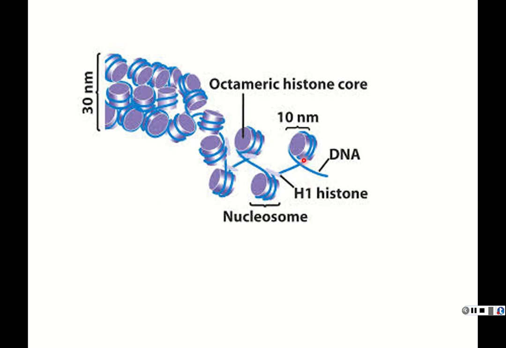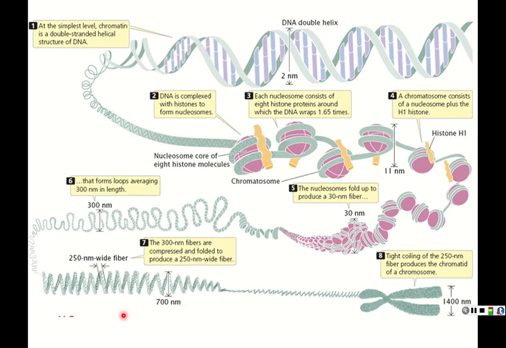And here's an example of this. If we have our nucleosome structures here, those are just being twisted on themselves and making a secondary helical structure to make the 30 nanometer fiber. I like this figure too. I think this figure is probably one of the better ones at showing these levels of structure.